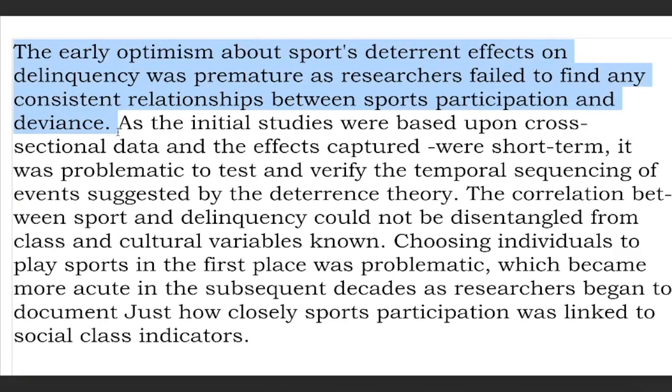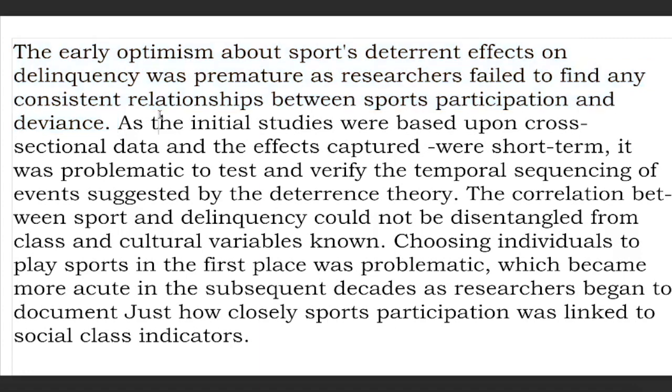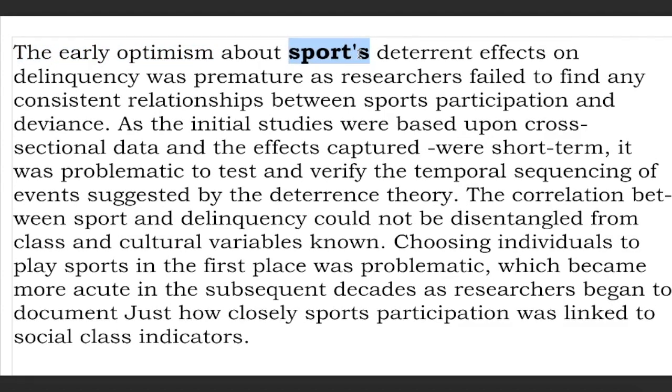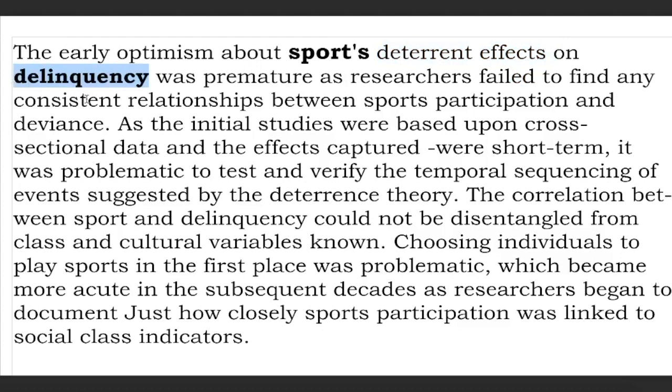So let me start with the very first sentence. The early optimism about sports' deterrent effects on delinquency was premature as researchers failed to find any consistent relationship between sports participation and deviance. So slow down. There was early optimism about something. What was it about? It was about sports. So this is one of your characters in the story, sports' deterrent effects. Deterrent means to slow down or suppress. Effect on what? On delinquency. So we are thinking of a relationship between sports and delinquency, and the early optimism was premature.